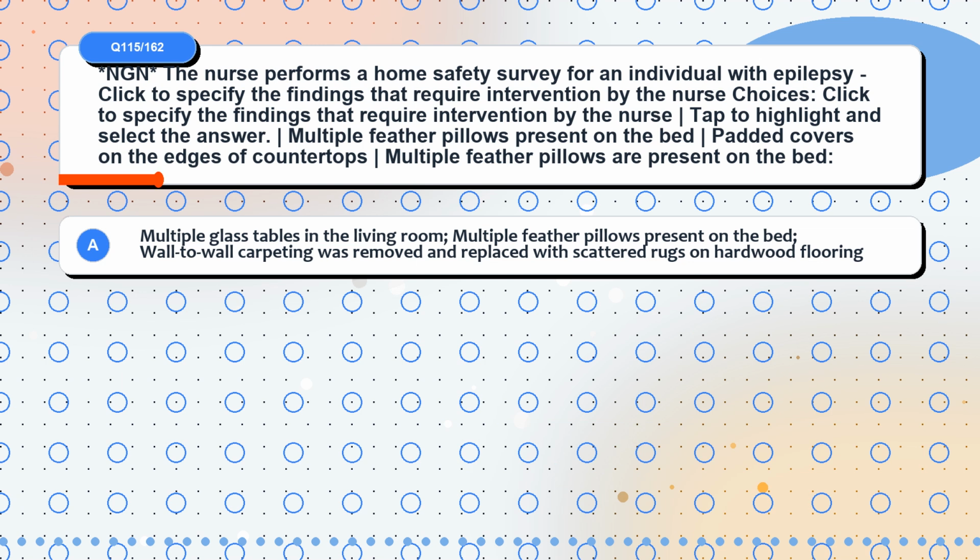Question 115. NGN. The nurse performs a home safety survey for an individual with epilepsy. Click to specify the findings that require intervention by the nurse. Tap to highlight and select the answer. Multiple feather pillows present on the bed. Padded covers on the edges of countertops. Here are the options. Option A, multiple glass tables in the living room. Multiple feather pillows present on the bed. Wall-to-wall carpeting was removed and replaced with scattered rugs on hardwood flooring.